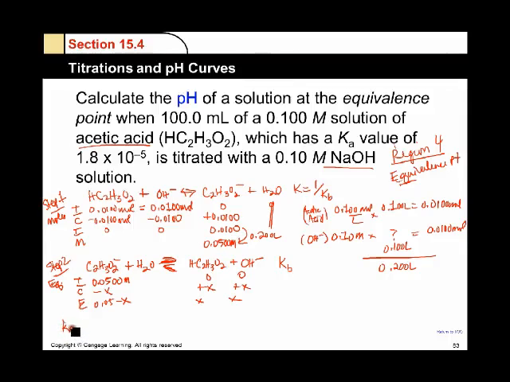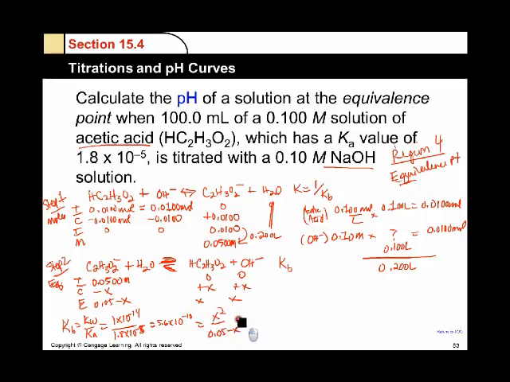So Kb, though, you need to figure out from the Ka that was given, so Kb equals Kw divided by Ka, and that's 1 times 10 to the minus 14 divided by 1.8 times 10 to the minus 5. And that gives us a Kb value that's equal to 5.6 times 10 to the minus 10. And that's going to equal x squared over 0.05 minus x.